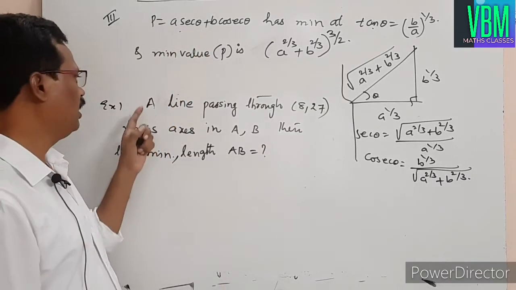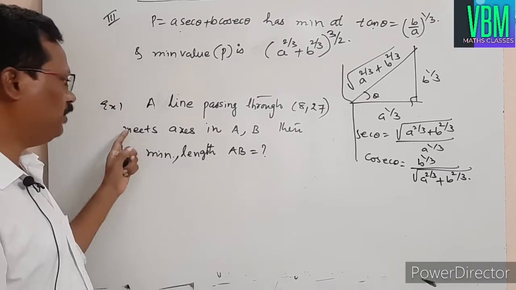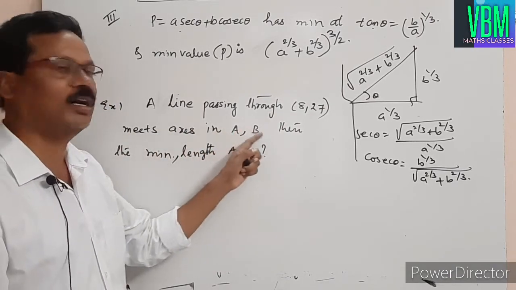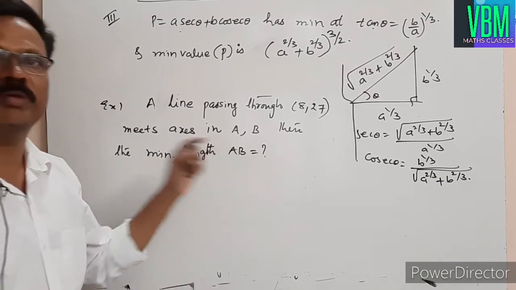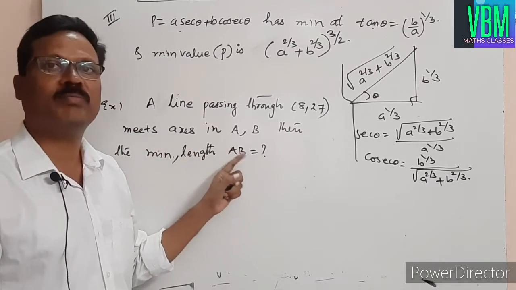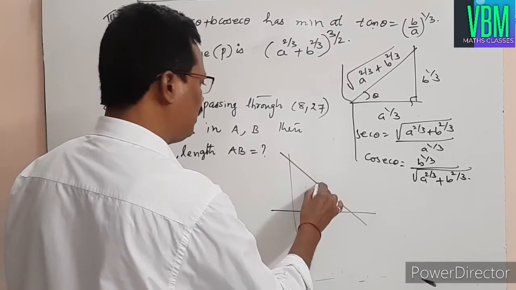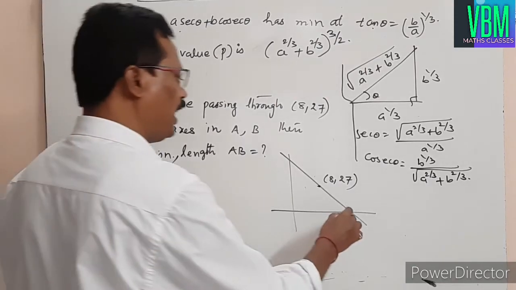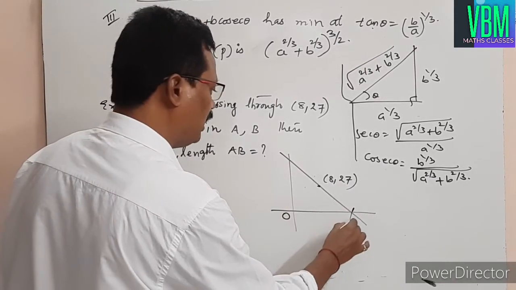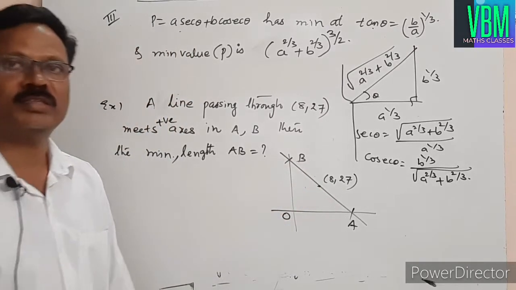Okay, now where we apply this formula, let us see. Example on this. A line passing through 8 comma 27 meets the axis in capital A comma capital B. Then what is the minimum length AB? This is a line passing through 8 comma 27 and meets the positive axes at A and B. Then what is the minimum length AB?